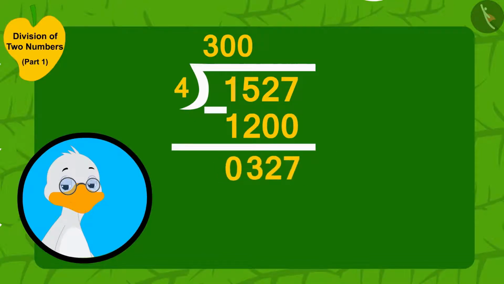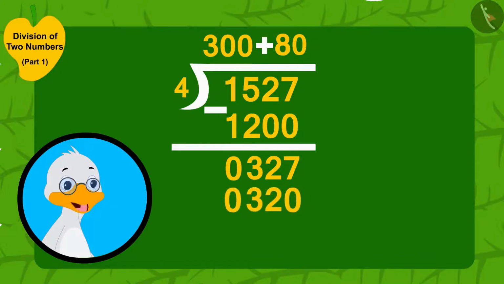Now I have 327 mangoes left. I can also distribute these 327 mangoes in groups of 4 among the villagers. If I distribute these 327 mangoes in groups of 4, then I can distribute these mangoes to 80 more people, with each of them getting 4 mangoes. In this way, I will be able to distribute 320 mangoes.